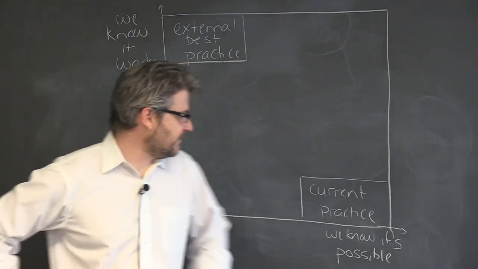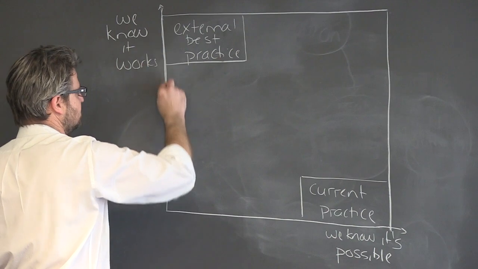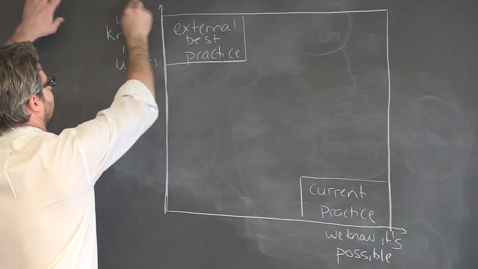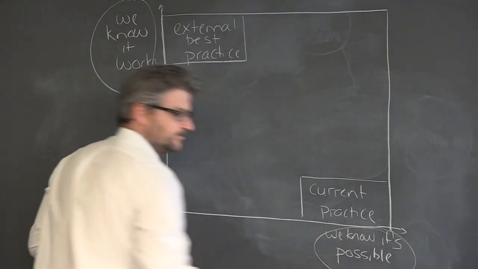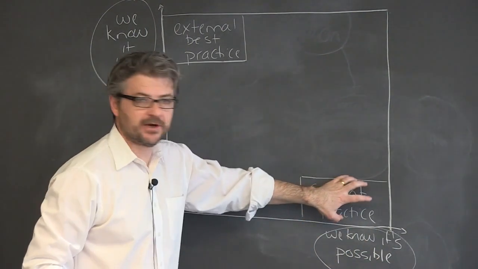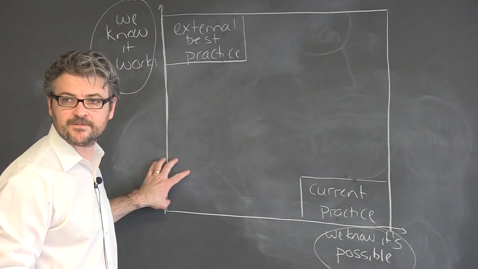Now, I've drawn something here to represent that, and essentially it's a basic chart that shows on this axis we know that it works, and on this axis we know that it's possible. And this is where current practice is. We know it's possible, but we also know that it doesn't work very well.